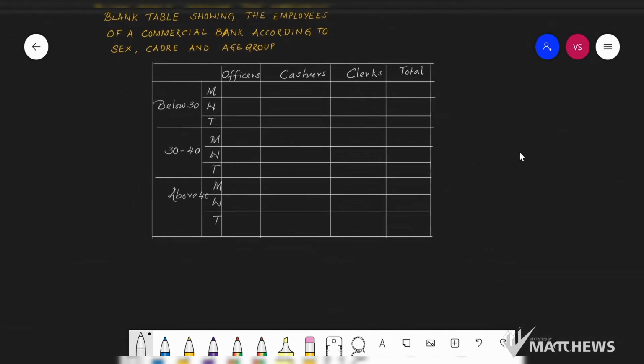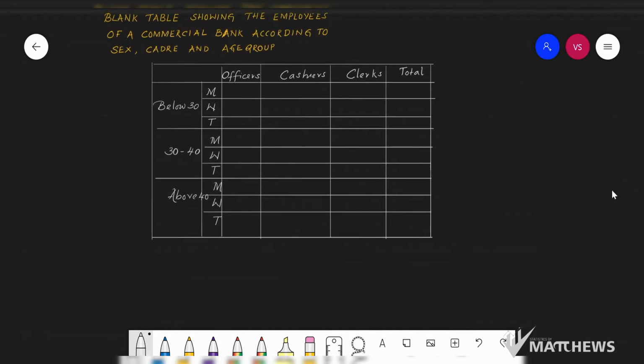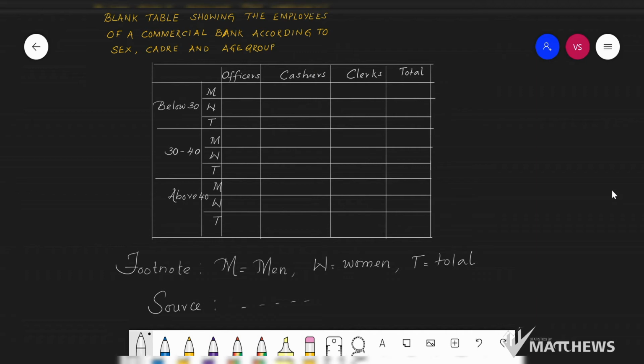Okay, so now very clearly they asked us to write the footnote. In the footnote, what should we write? M. What do you mean by M? M is equal to men, W is equal to women, and T would be equal to total. And the source, whatever it is, if it is from any, we need to just write the source. This should be there. This is how the table should look, students.